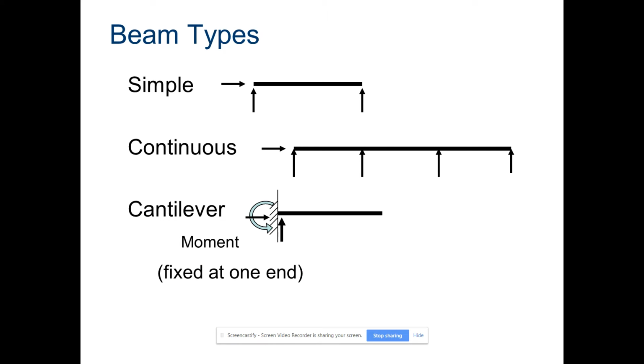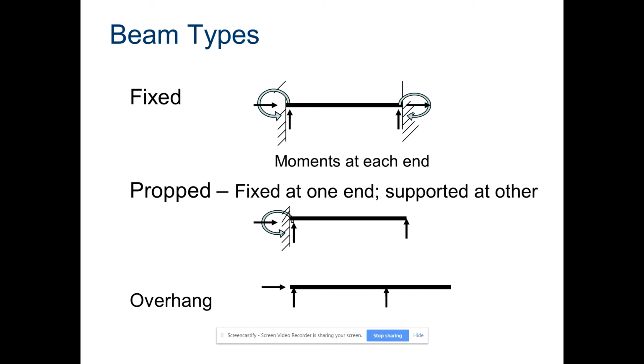Here we have a simple beam, which is supported at both ends, a continuous beam, where we have multiple columns or piers perhaps, and then we have a cantilever, which is supported at one end only. It's affixed at one end. So here we have moments at each end for fixed, and we have overhang.